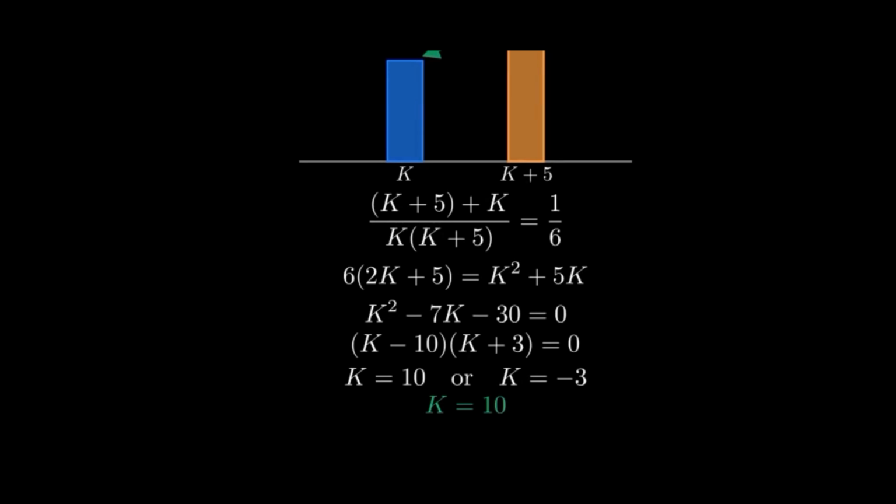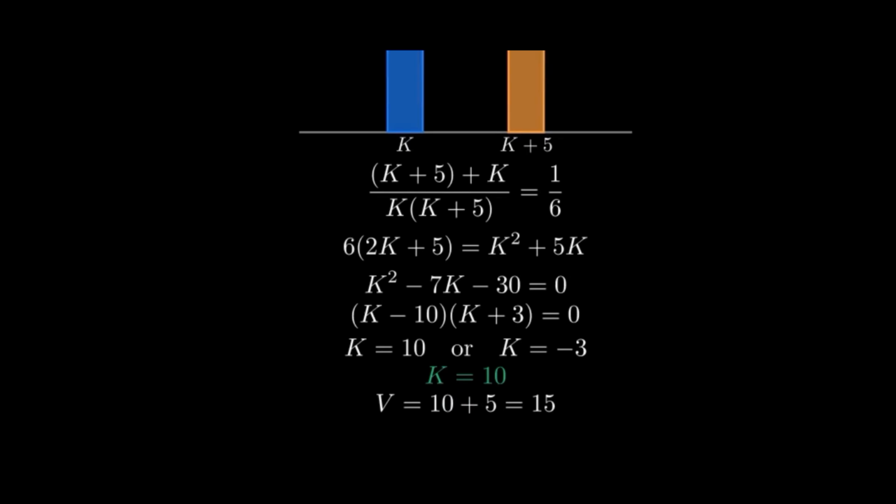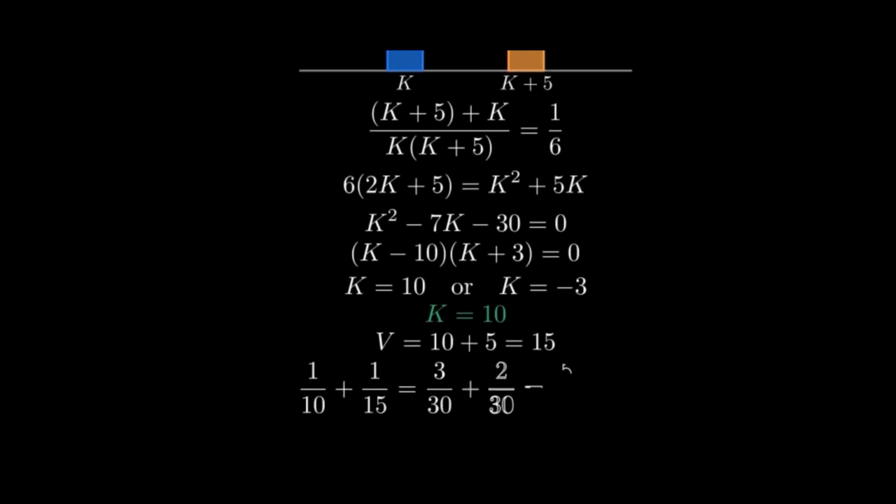Now we use the relationship v equals k plus 5. Substituting 10 gives v equals 15 years. We should check the reciprocal condition to make sure it holds. 1 over 10 plus 1 over 15 equals 3 over 30 plus 2 over 30, which simplifies to 5 over 30, and then to 1 over 6.